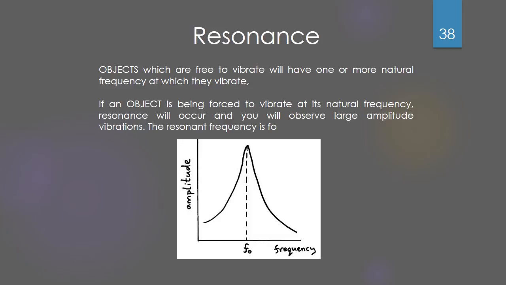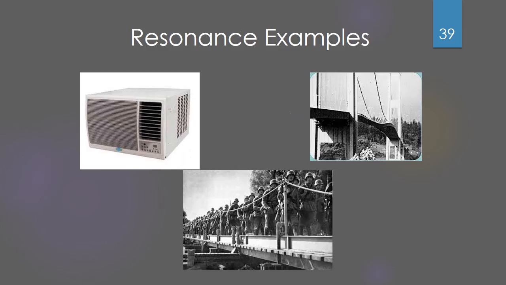Resonance occurs when the natural frequency of the system equals the natural frequency of the external force. The amplitude of the system is maximized when that happens. There are many examples of resonance. A very common example of vibration resonance is when turning the air conditioning unit on.